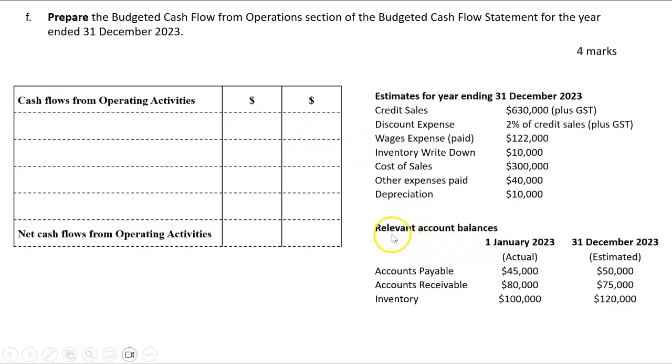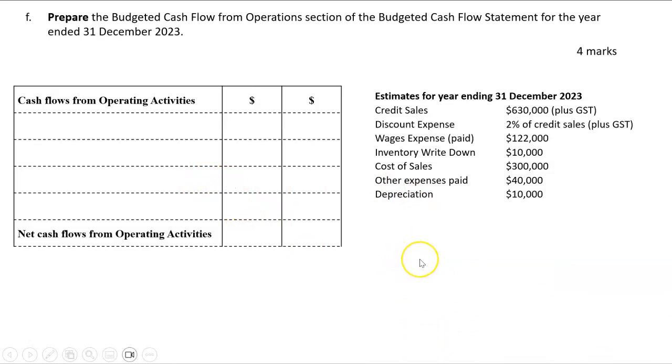The first thing is, you want to discard what you don't need to make it simpler. These are things that happen during the year or are expected to happen. They're estimates, so we'll need these. But these here are account balances. We've got accounts payable, that's a liability, accounts receivable, that's an asset, and inventory, that's an asset. So they would actually go on the balance sheet. We've already done that question, so we can discard that info because we don't need it here.